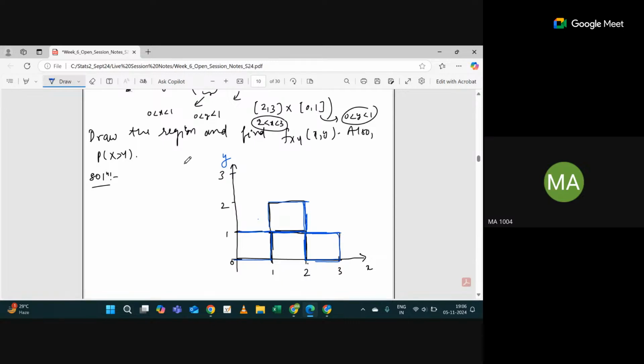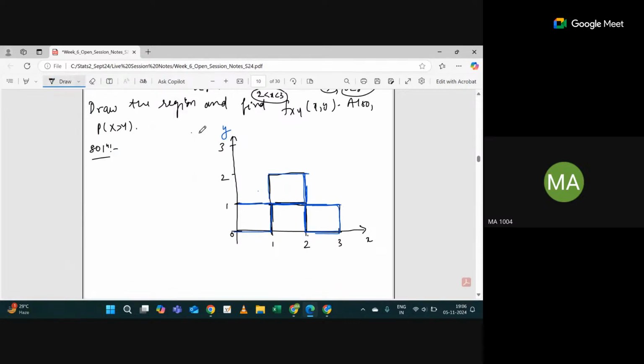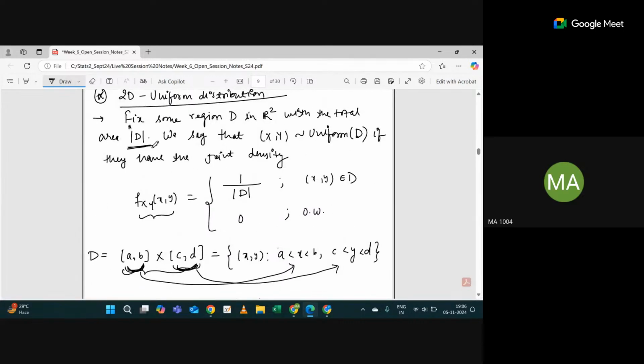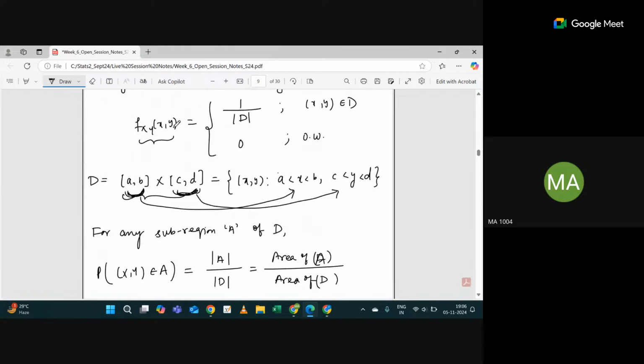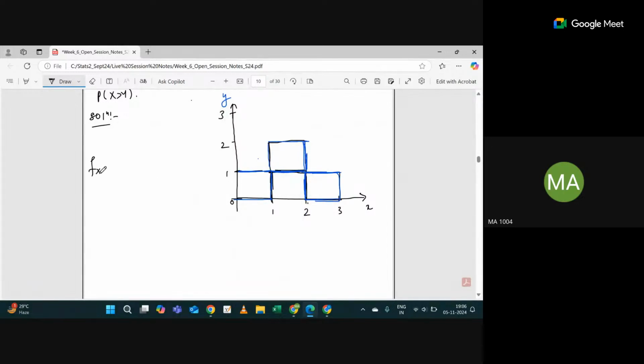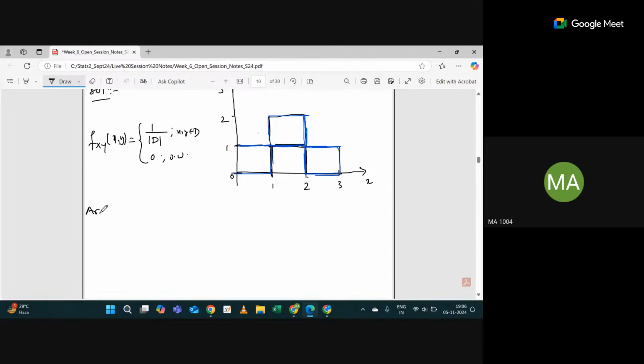Now the first thing, by the definition, I have to find the area of D. This mod D basically represents the area of D. So what is f(x,y)? f(x,y) is 1 upon the area of D, for (x,y) belonging to D, and 0 otherwise. So what is the area of D from here?